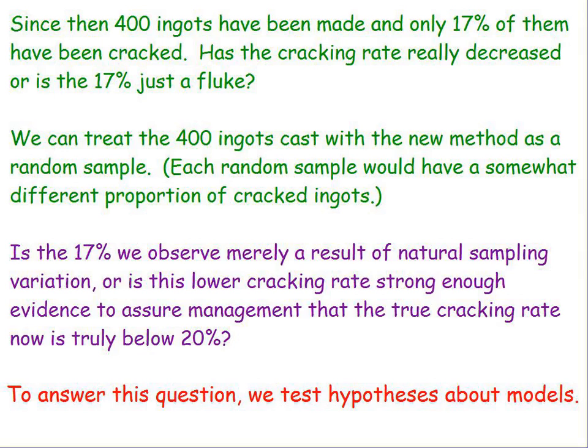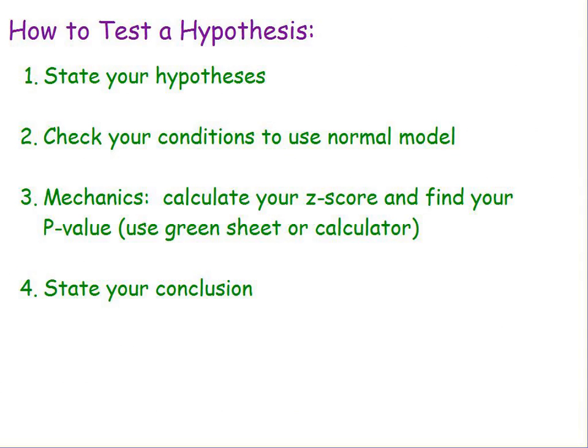So we're going to break down our process. Every time you do a hypothesis test, this is going to be your general 4-step process. State your hypothesis, then check your conditions so that you can use a normal model, then actually run the mechanics. This is like the math portion of it. You're going to calculate a z-score, you're going to find your p-value, and you're going to use either your blue sheet or calculator. In other words, look up your percentage on your blue sheet. And then finally, based upon your percentage, you're going to state your conclusion.